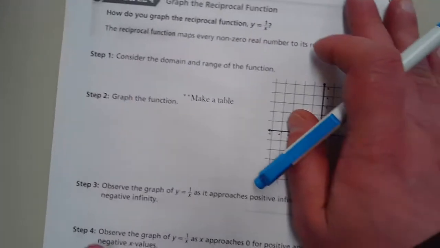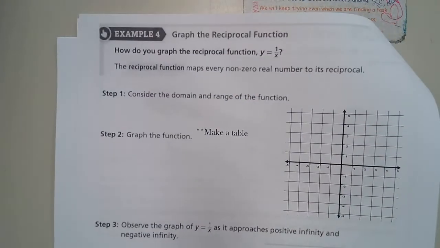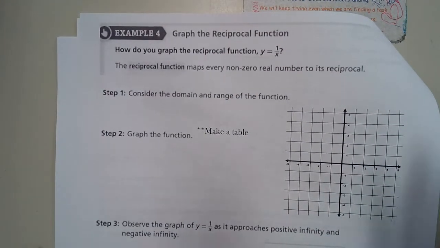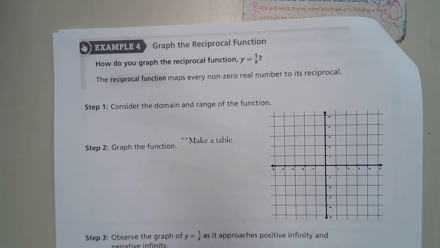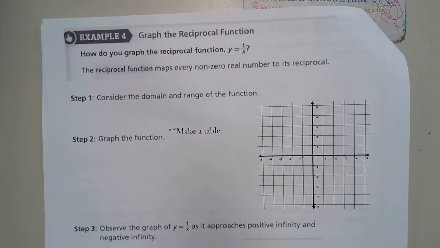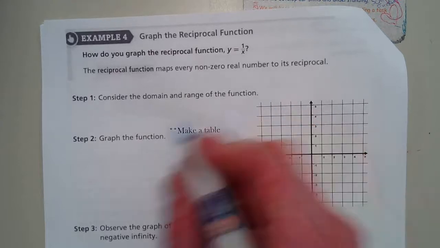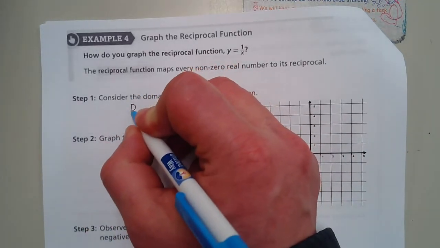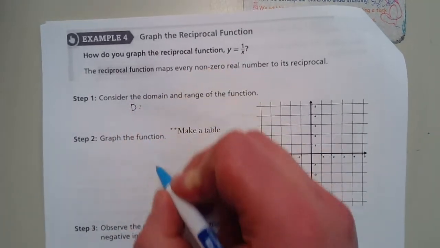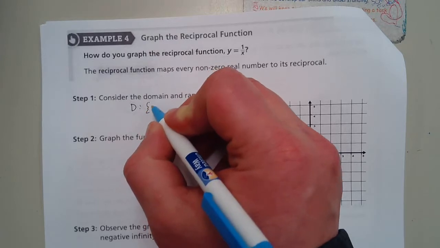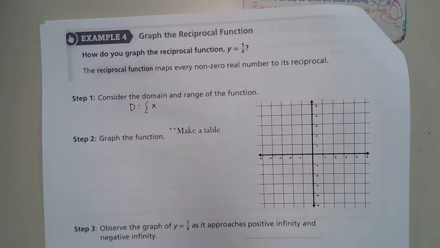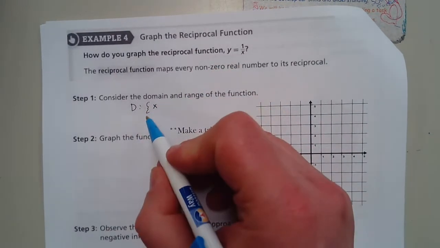All right, and then the other thing we're going to look at today is this example 4. And this is what we touched on in the warm-up today. So it says, how do you graph the reciprocal function y equals 1 over x? So when it says consider the domain and the range, we talked about this domain. And for this domain, the idea is, and this is how we're going to write these, so you're going to see this a lot in this chapter going forward, is they use a set notation.